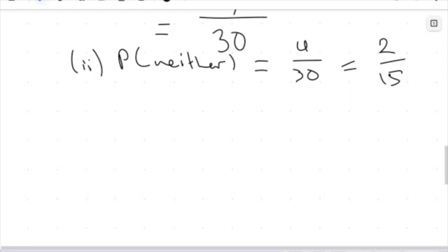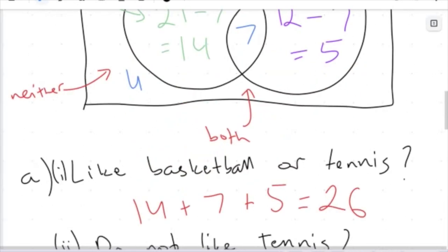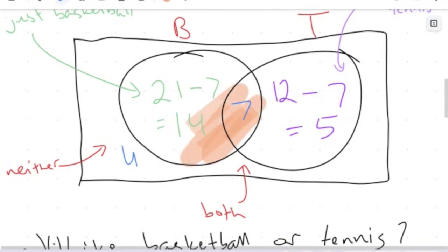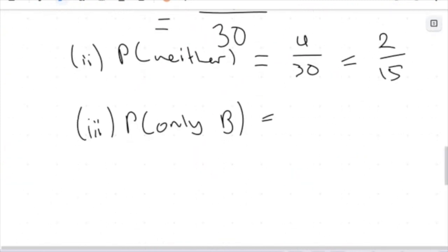And our last part, we want the probability that they like only basketball. So, what bit am I looking at? Am I looking at this? Well, no, I'm not, because the section here is basketball and tennis. So I'm looking at only basketball. So only these 14 people we have here. So that gives me 14 over 30, and that will simplify to 7 over 15.